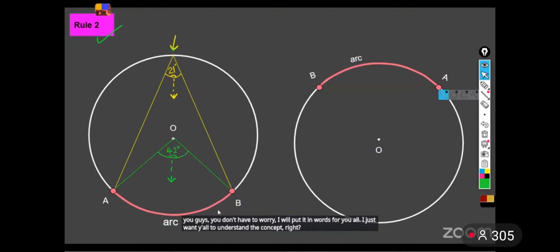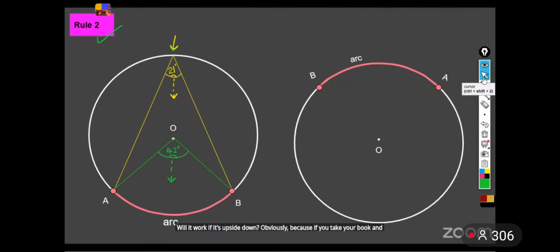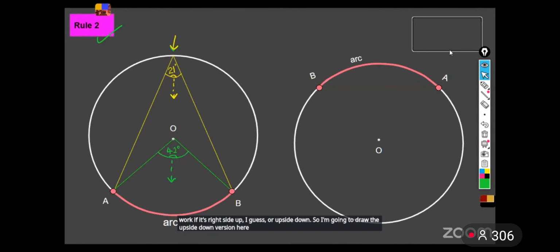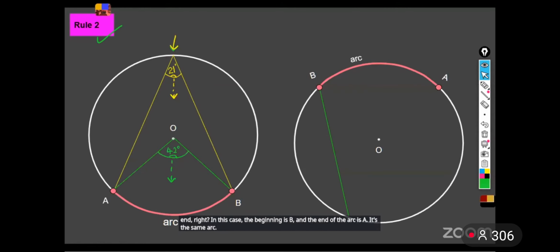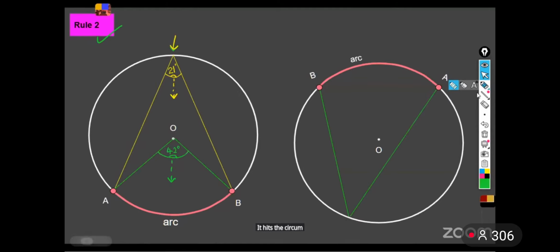So, will it work if it's upside down? Obviously, because if you take your book and you turn rule 2 upside down, isn't it still rule 2? So this rule should work if it's right side up or upside down. So I'm going to draw the upside down version here. It starts at B. Well, it doesn't matter which one you call the beginning or the end, right? In this case here, the beginning is B and the end of the arc is A. It's the same arc. It hits the circumference and bounces back to the end.